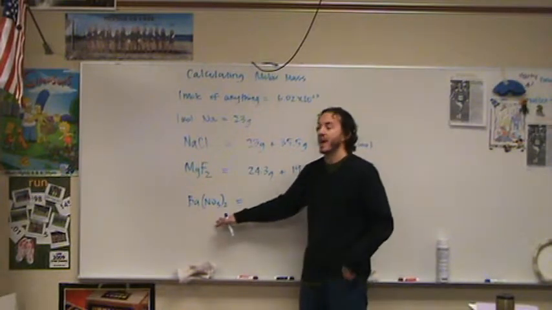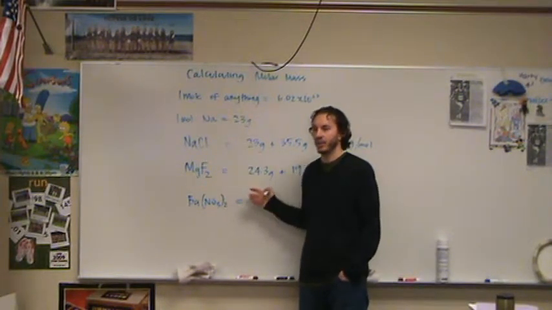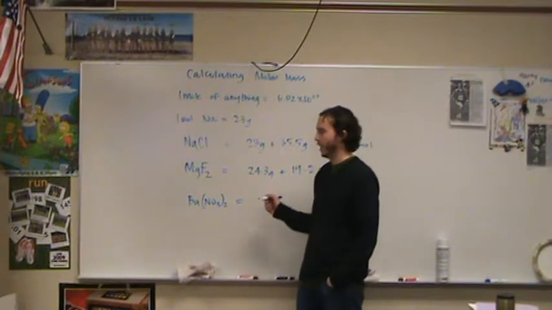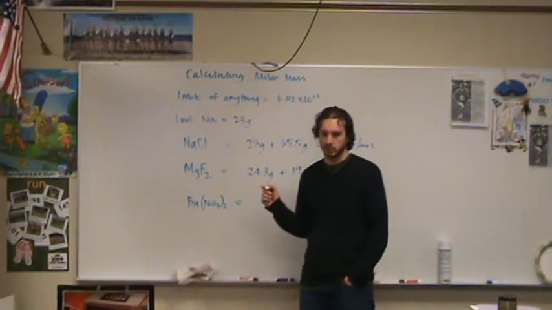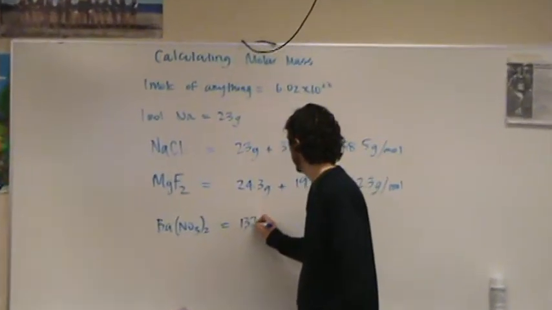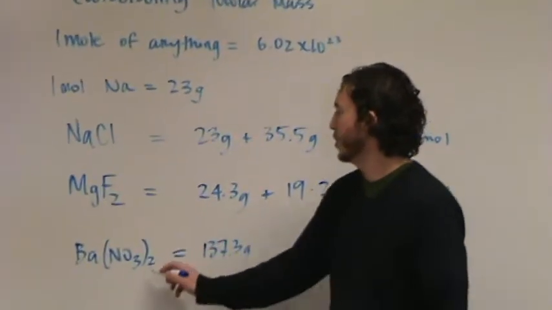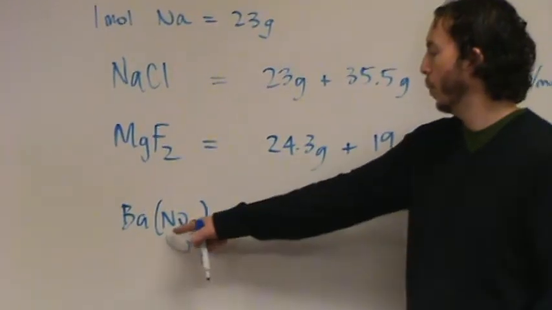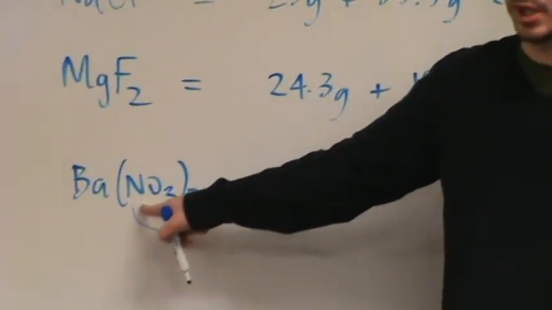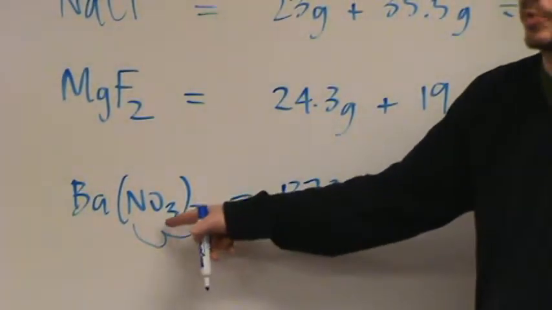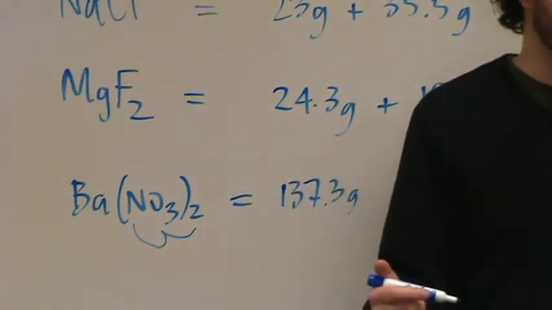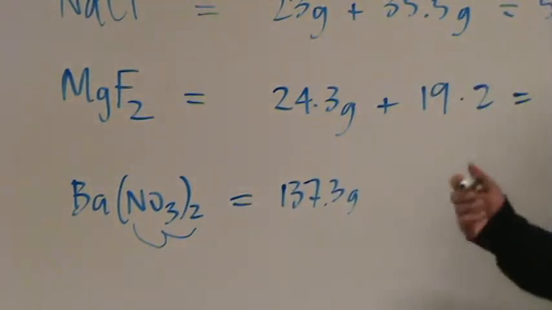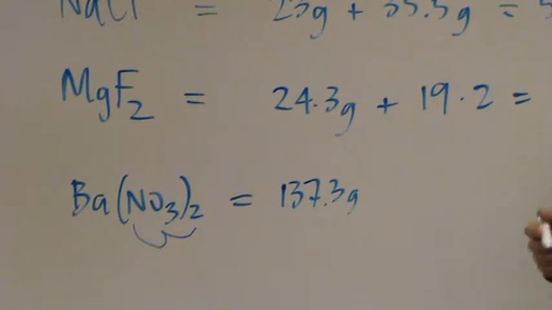Anyway, so when you have to add up all these elements individually, barium is the easy one. Barium is 137.3 grams. And then this 2 gets distributed to everything in there. So if there's 1 nitrogen, it's really times 2. And then there's 3 oxygens, but you multiply it by 2, so there's 6 oxygens. Make sense? It's just like a math problem. It gets distributed into whatever's in the parentheses.